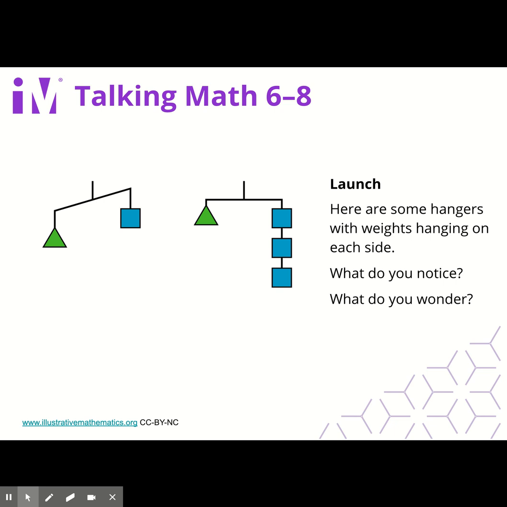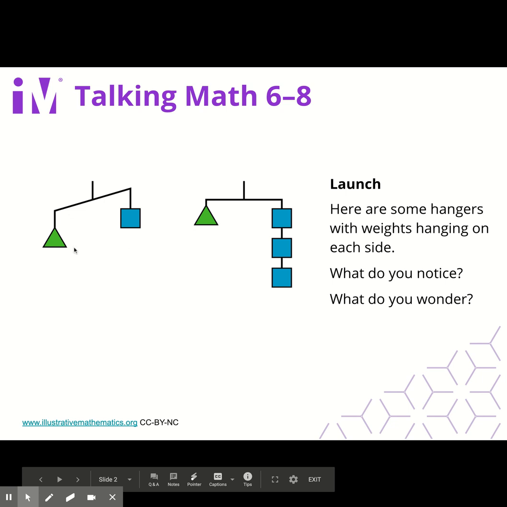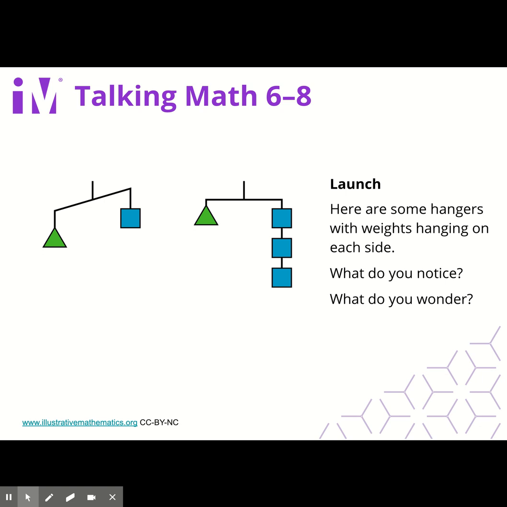Some things you might have noticed are that the triangle weighs more than the square. I can see that from that first hanger. And you might have noticed that 3 squares weigh the same as 1 triangle because that hanger is level. You might have wondered, how much does a triangle weigh? Or how much does a square weigh? Let's take a look at some follow-up questions.